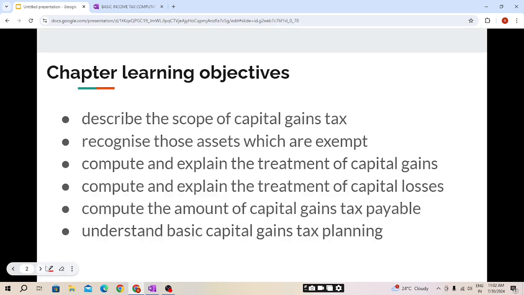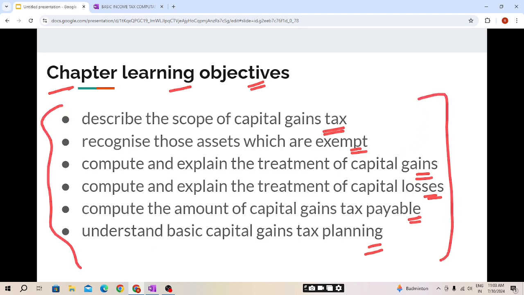Now moving forward to the chapter learning objectives. Describe the scope of capital gains tax. Recognize those assets which are exempt, the assets on which capital gains tax will not be applicable. Compute and explain the treatment of capital gains. Compute and explain the treatment of capital loss. Compute the amount of capital gains tax payable. Understand basic capital gains tax planning. These are the 6 areas we will be covering under this chapter.